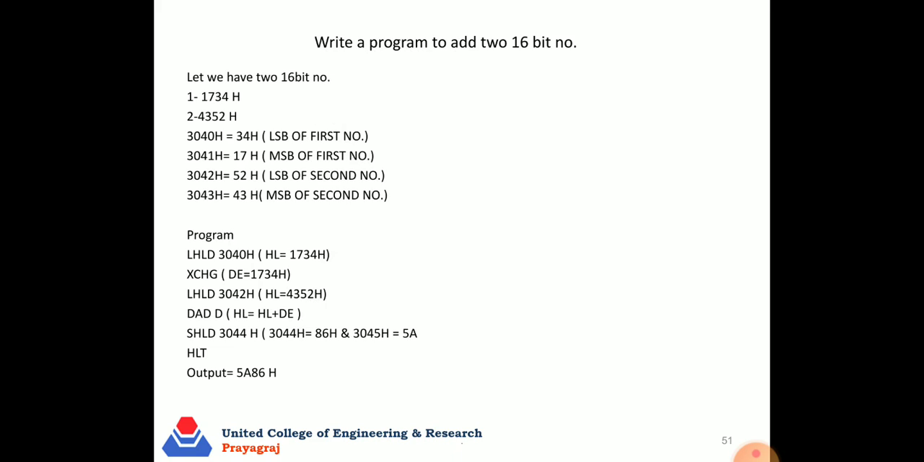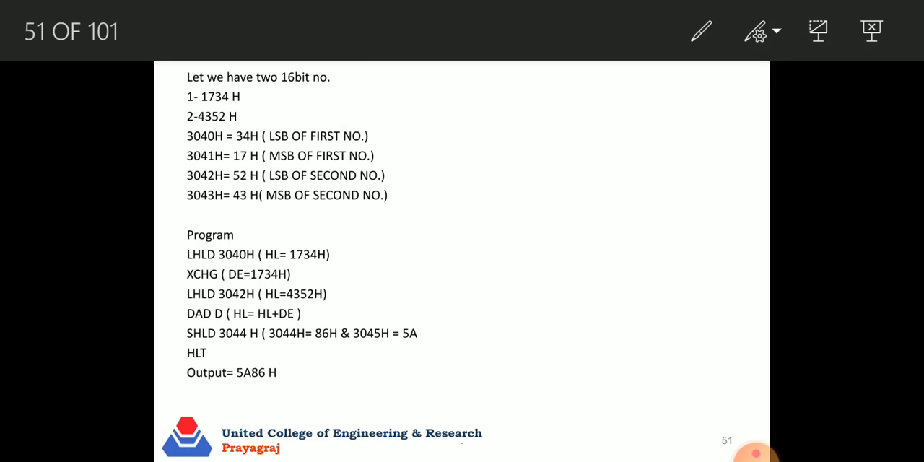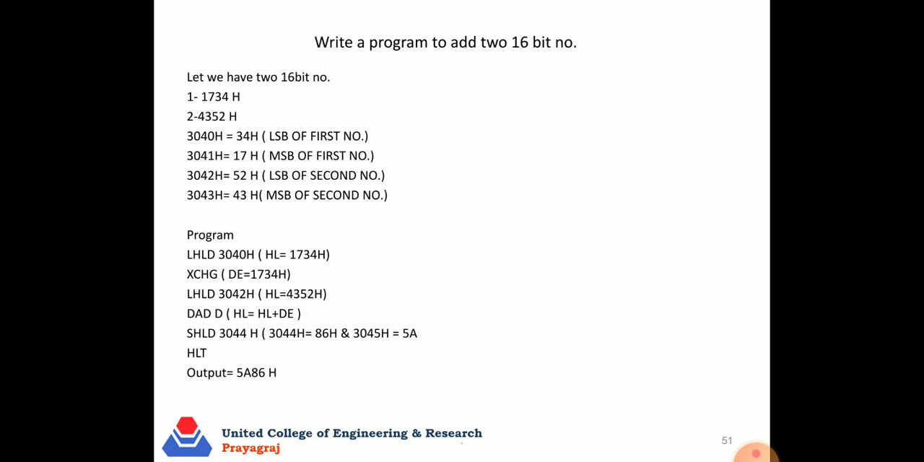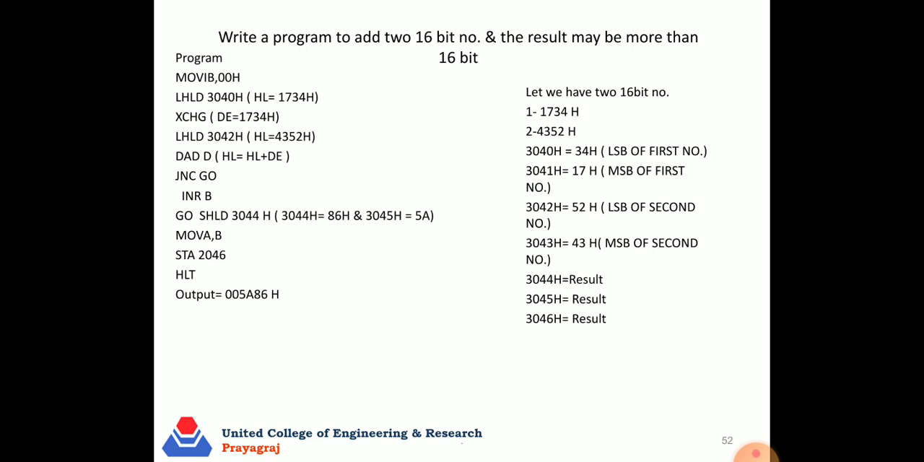Now, as we discussed in the previous lecture, write a program to add two 16-bit numbers, and the result will also be 16-bit. Let's suppose we change the program, same program: write a program to add two 16-bit numbers, and the result may be more than 16-bit. So in this case, let's suppose we have two 16-bit numbers, and we can write in this format.